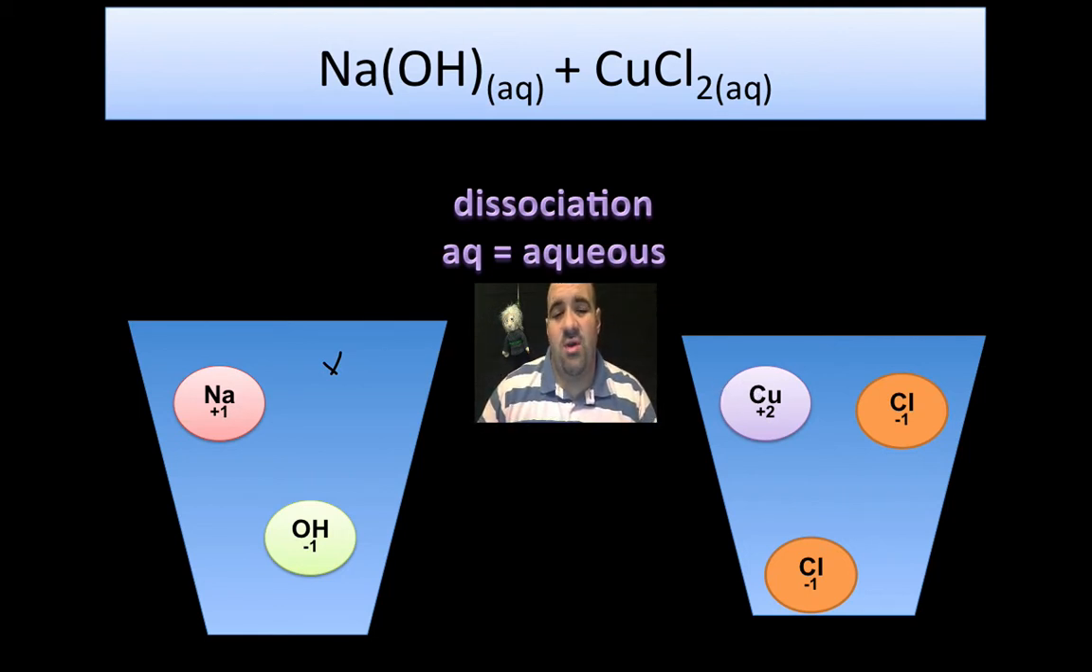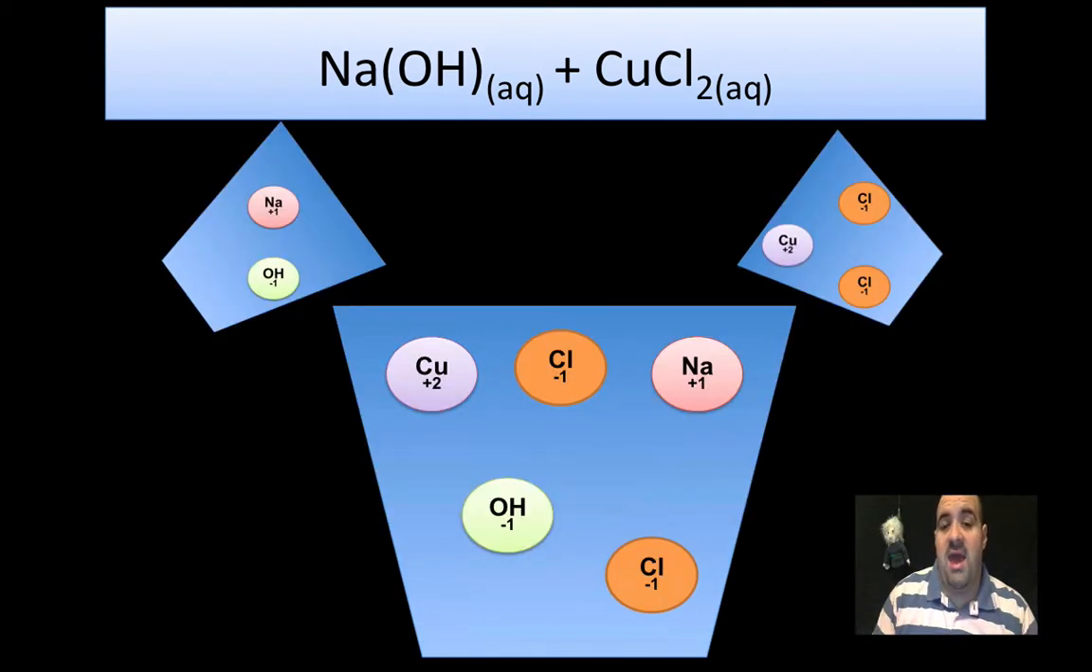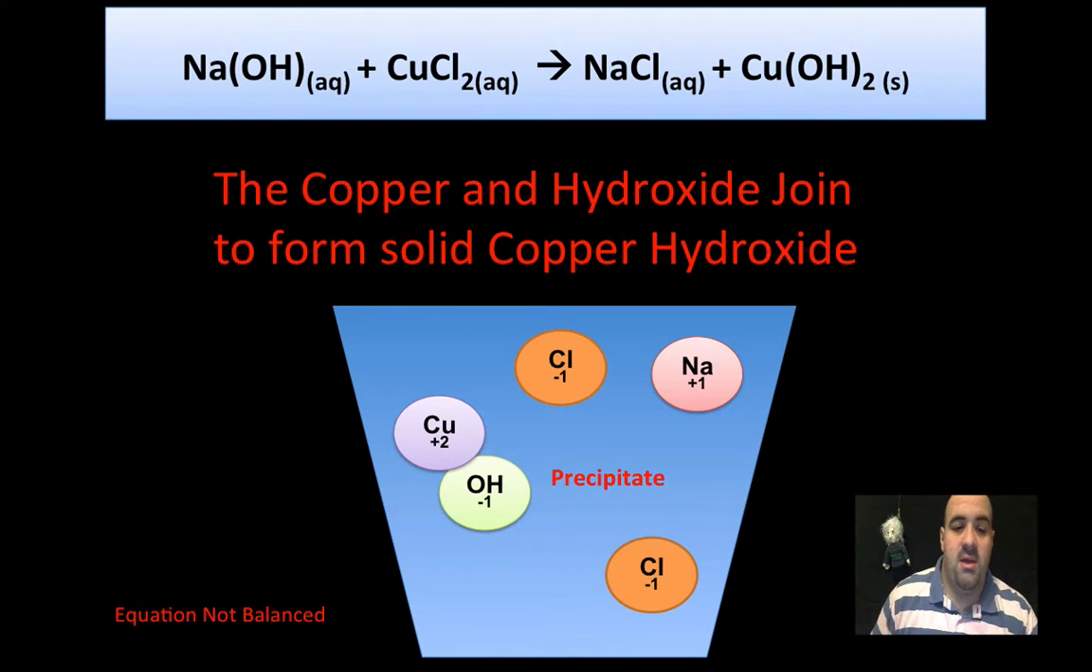As it turns out, water was strong enough to separate NaOH. Water was strong enough to separate copper chloride. But copper really, really loves hydroxides. So this copper and this hydroxide will join together to form a solid if we mix these two solutions together. So we're pouring them all into one container, and when we do that, we have all our ions in there. The copper and hydroxide are going to attract to one another, and that is a solid precipitate forming. So that's what happens when we mix these two solutions in chemical form.